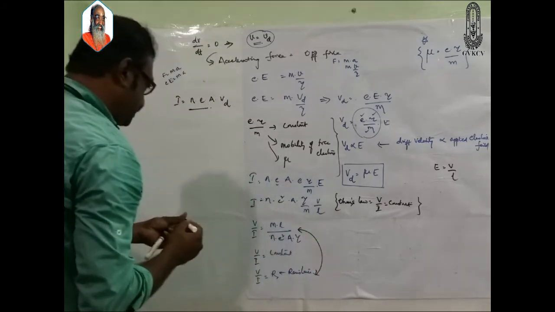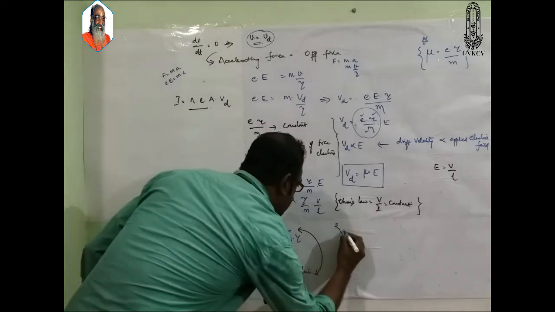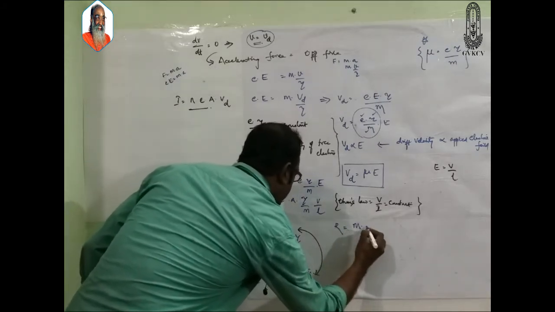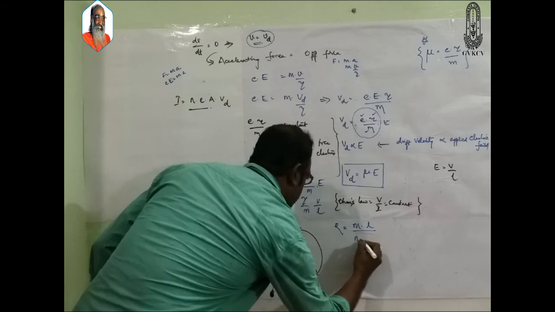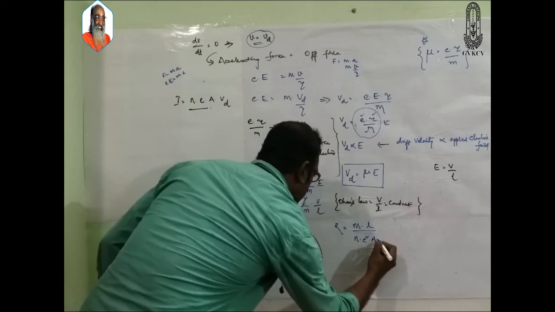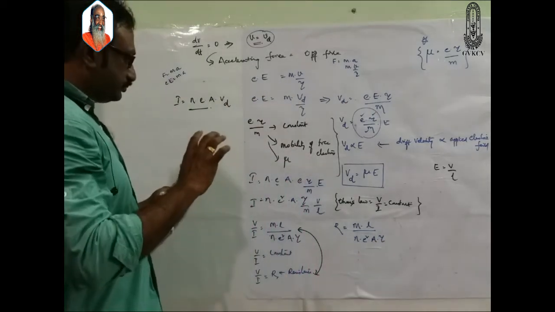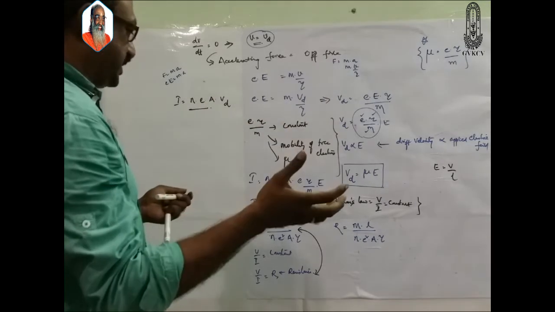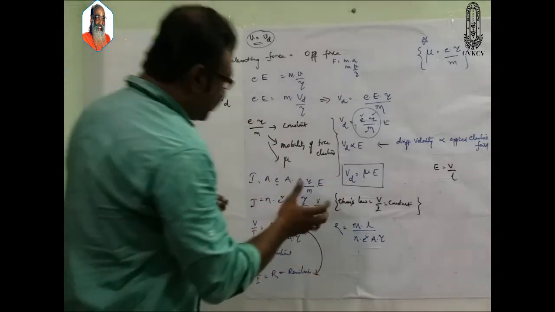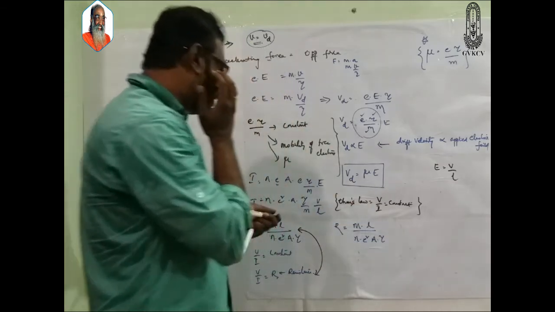So this resistance is equal to this value here. So resistance is given by m L by n e square A and tau. Okay, so now, using the relaxation time, we can find out the resistance, that is R is equal to m L by n e square A and tau here.